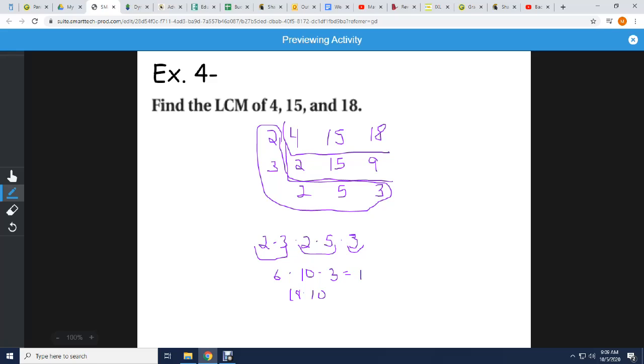And this will be 180. Now imagine how many factors you'd have to go out with 4 to get to 180, right? Or 15 to get to 180. 10, right? For number 18, you'd have to list out 10 factors. How quickly do we just do a 3-number summary?